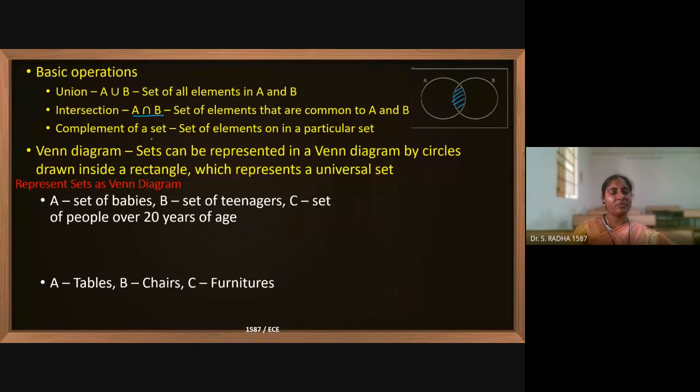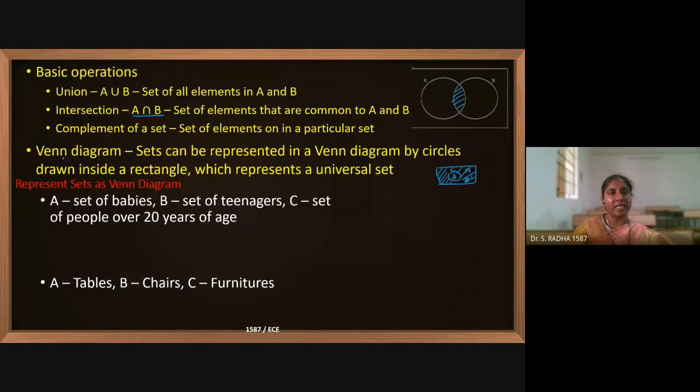Complement of a set. For example, if we have a sample space like this, set A, and we have a subset B, whatever is not present in B is called B complement. So the region outside B but present in A is called B complement. So complement of a set means B is a particular set, and whatever is not present in B but is in the universal set is the complement of the original set.